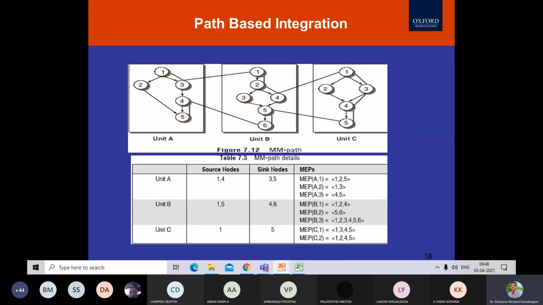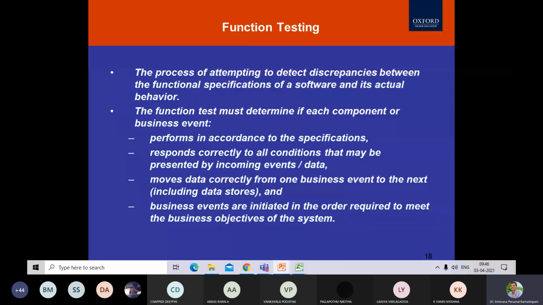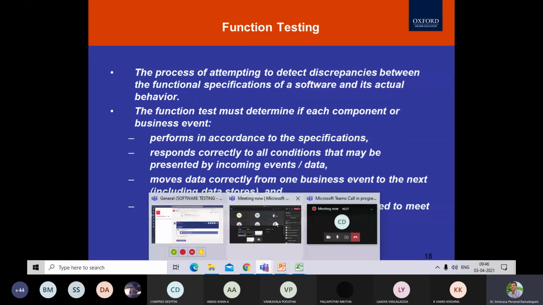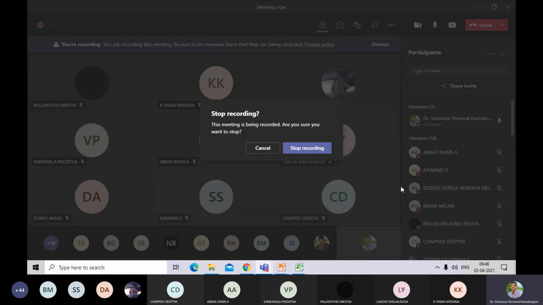Okay, so that's it for path-based integration, just to go through it. If you have any doubt, you can ask. Next class we'll discuss function testing. If you have any doubt, please ask.